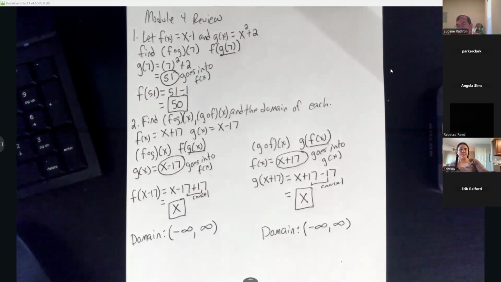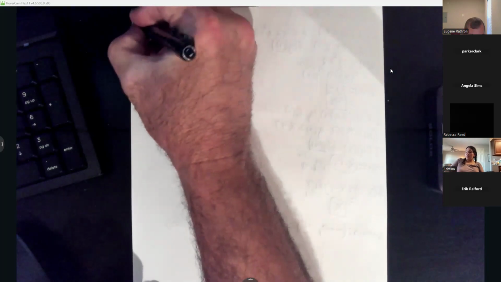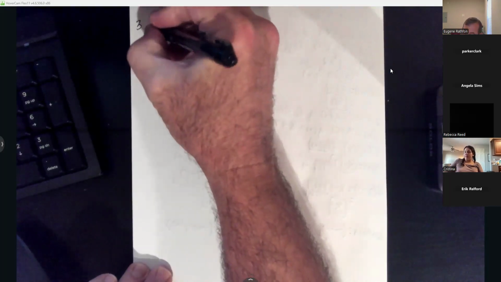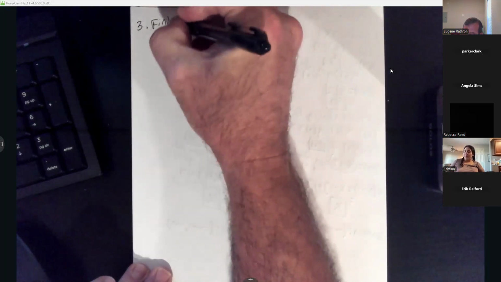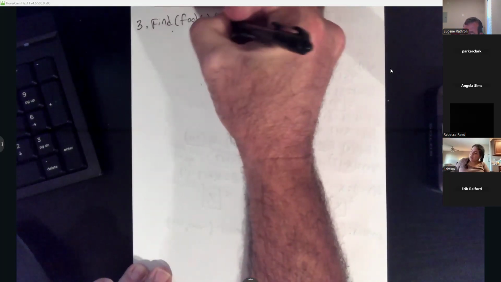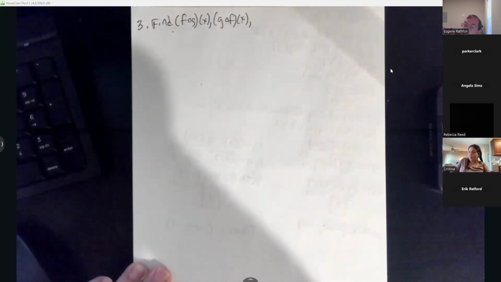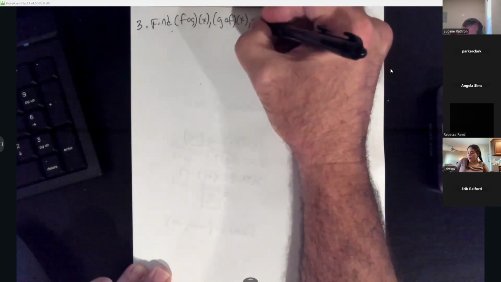Now, number three is going to be the same thing we're going to do, f of g, g of f, and all that. But I guarantee you, number three, they throwing the fractions at us, okay? So let's look at number three here. So I'm going to do the same thing, find f compose g of x, g compose f of x, and the domains of each.